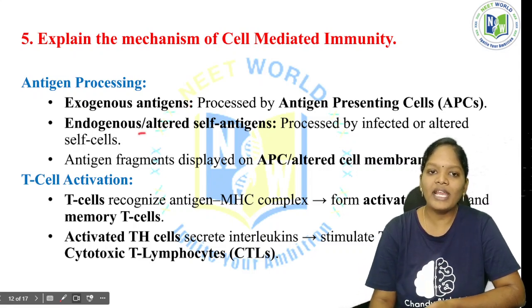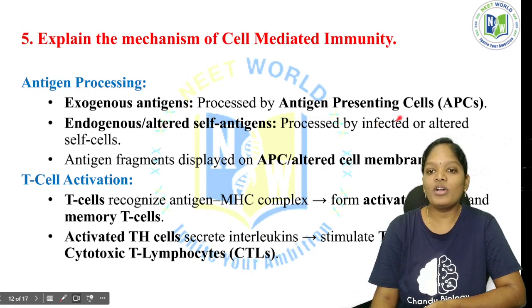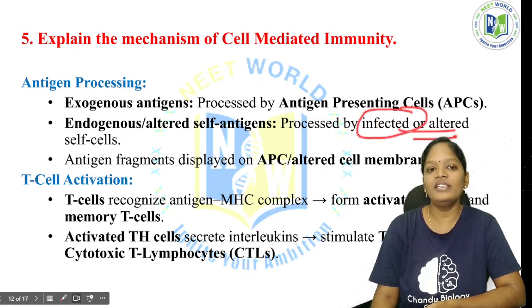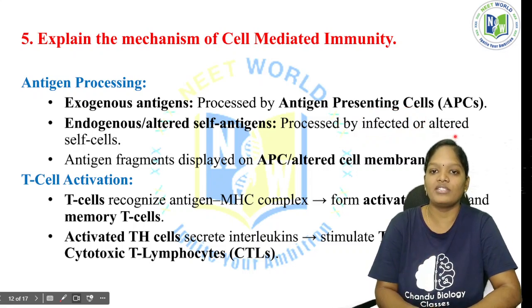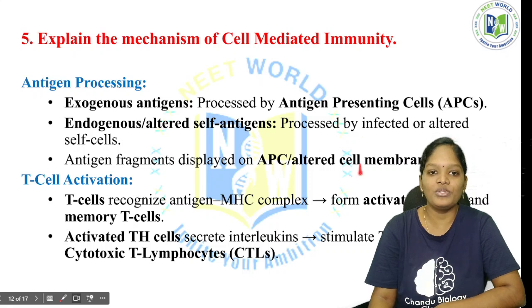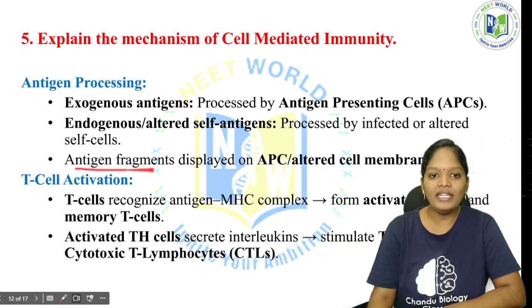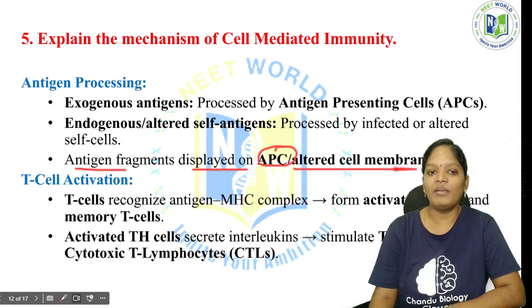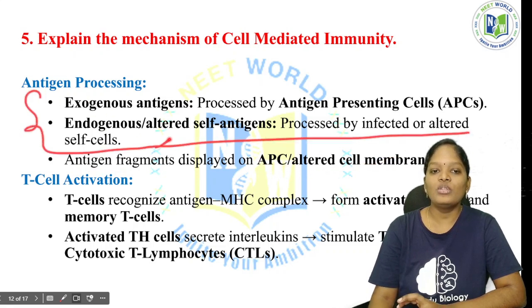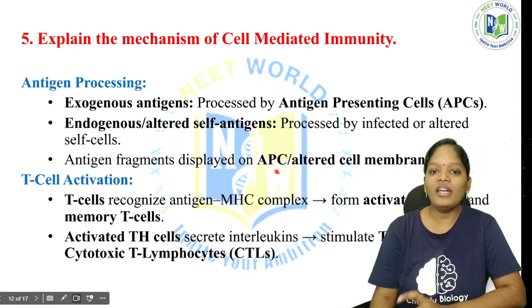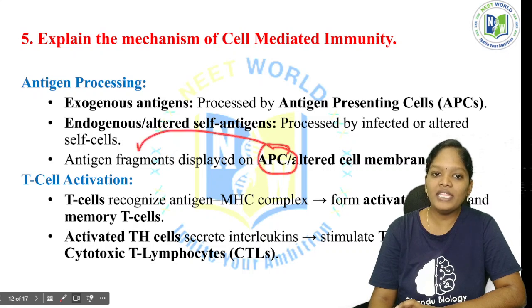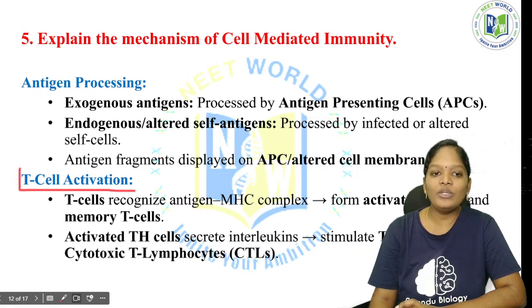Endogenous or altered self antigens are processed by the infected or altered cells, which means the cells that are getting infected by the antigens. So those are called endogenous. Now, the antigen fragments are displayed on the antigen presenting cell's or altered cell's membranes. These are all the fragmented antigens, displayed on the antigen presenting cells. Once the antigen presenting cells display the antigen, the T cell is going to activate.